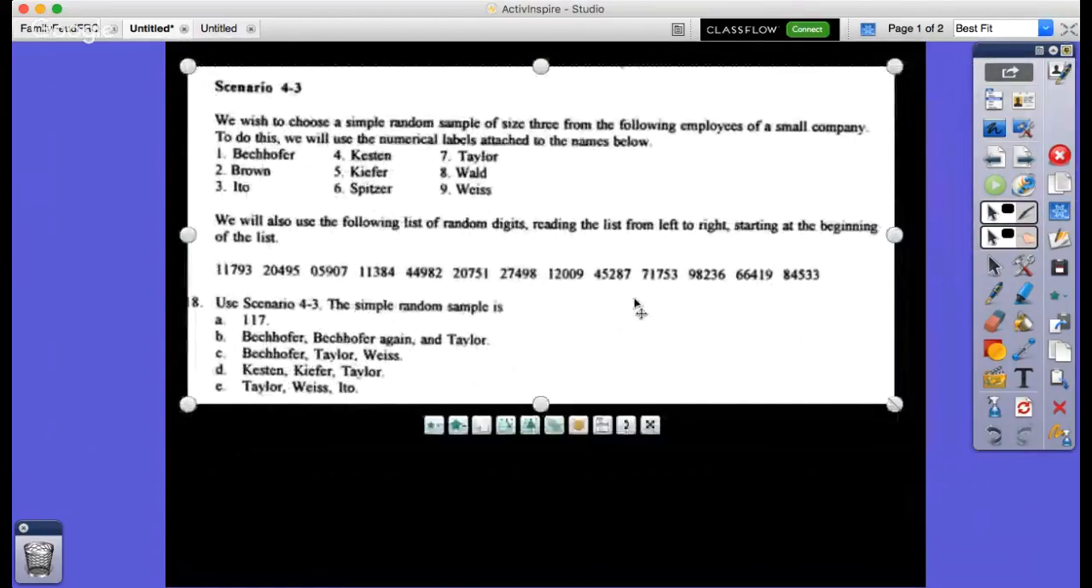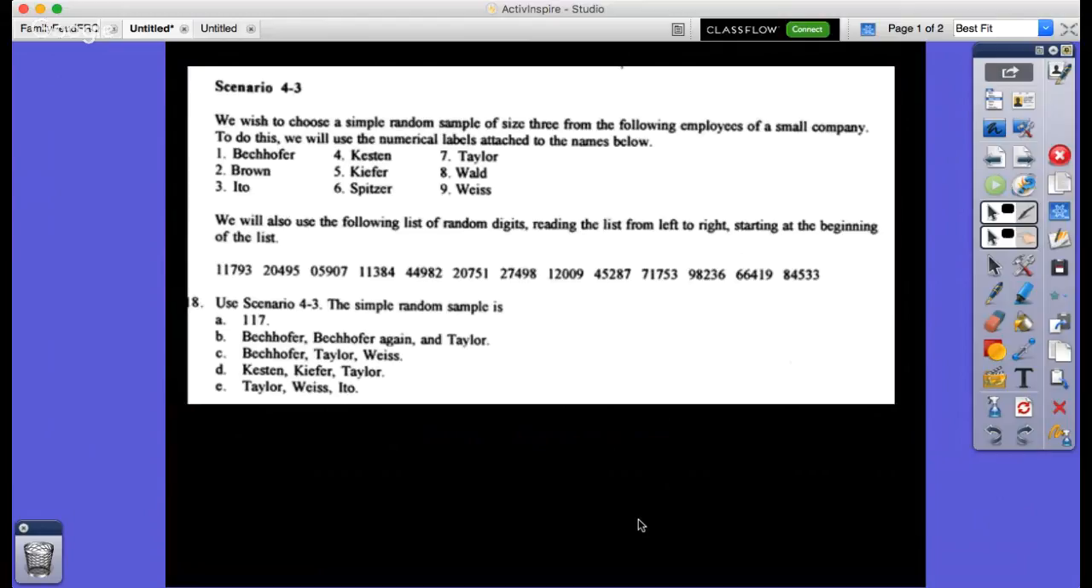18 says, okay, we choose a random sample of size 3. Here are the employees of a small company. To do this, we will use the numerical labels attached to the names below. So 1 is Betchhofer, I think is how you say it, right? Almost named my daughter that, but it was a close call. And so you go from 1 through 9, right?